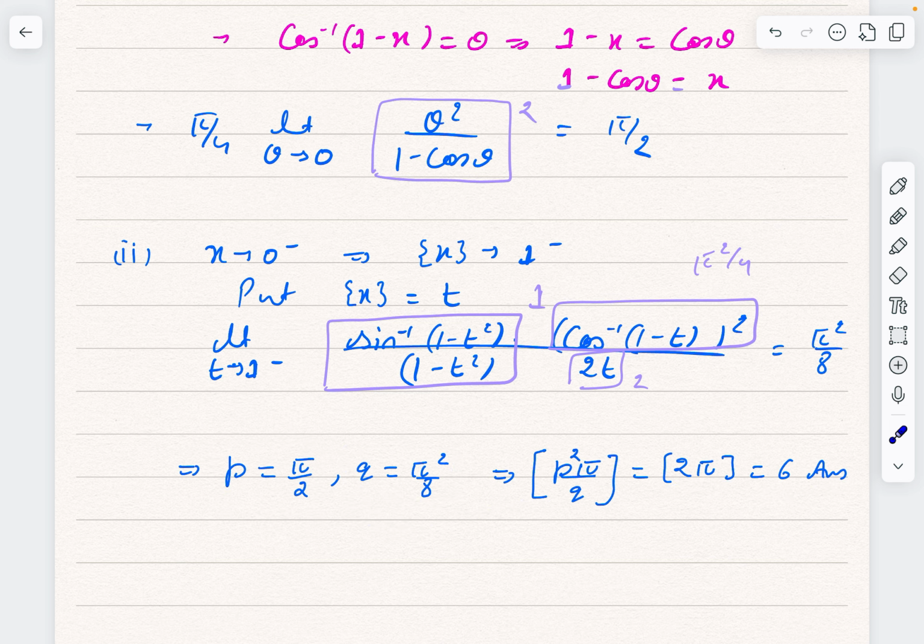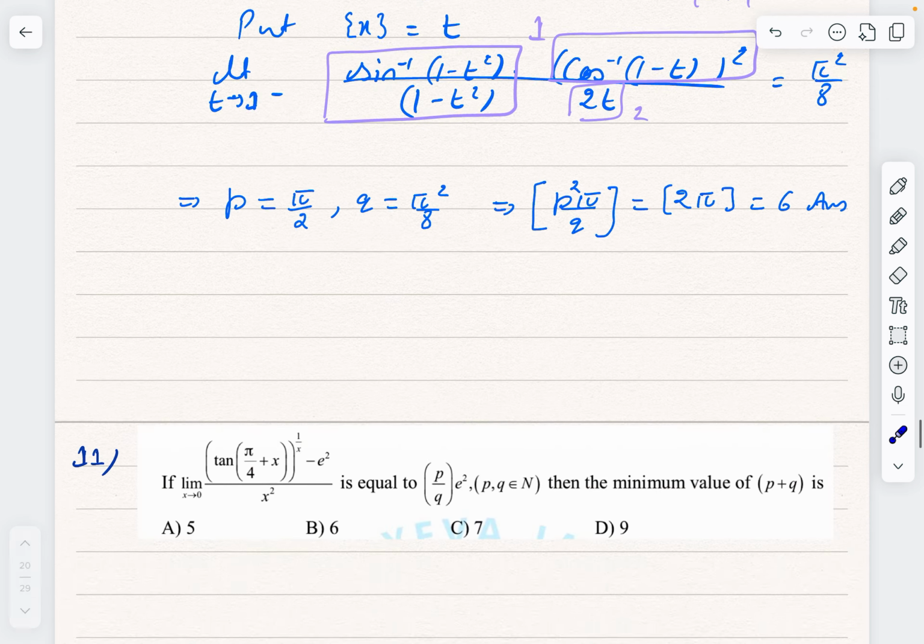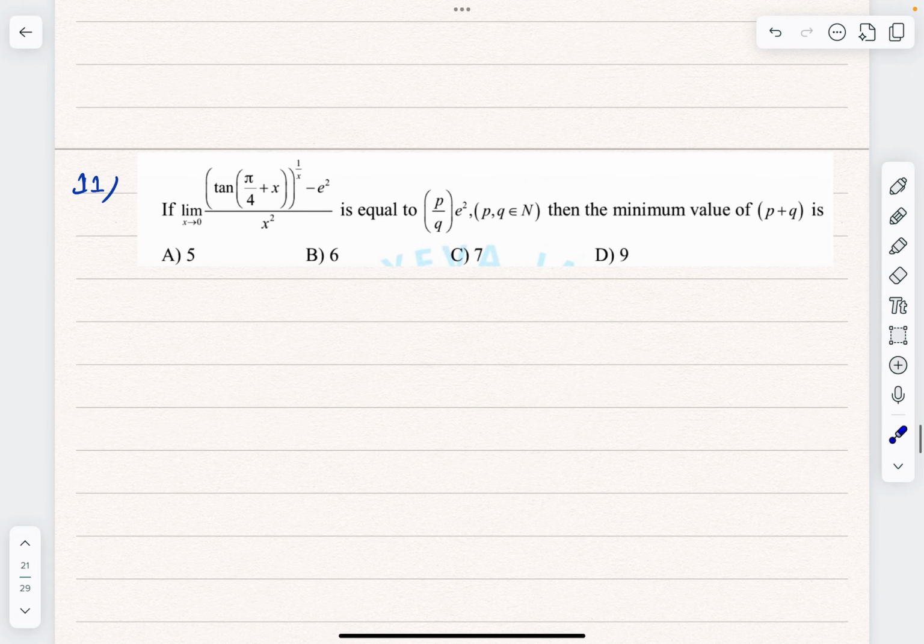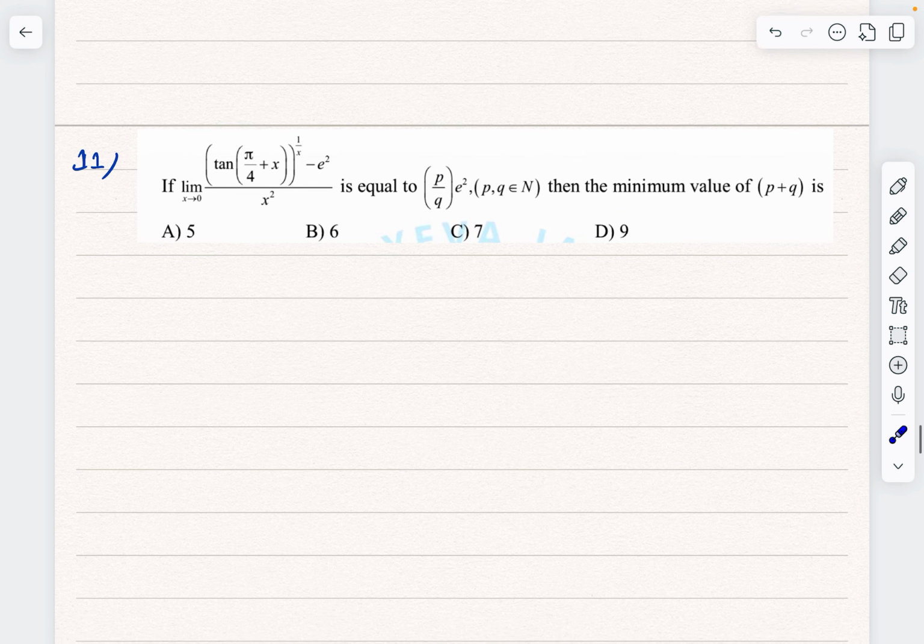Next problem, guys. Limit x tends to 0, (tan (pi by 4 plus x)) whole power 1 by x minus e square, divided by x square, is equal to p by q e square. Then the minimum value of p plus q is. Give it a try.